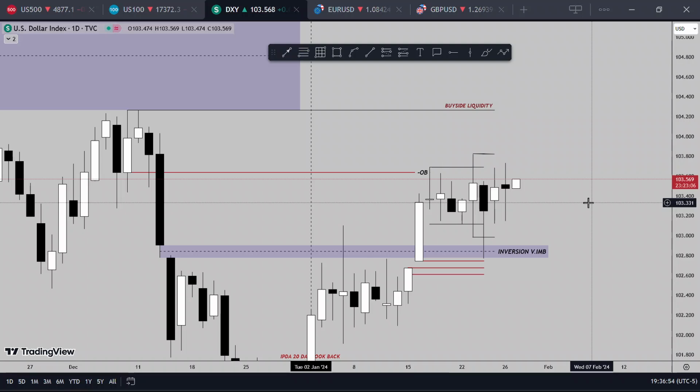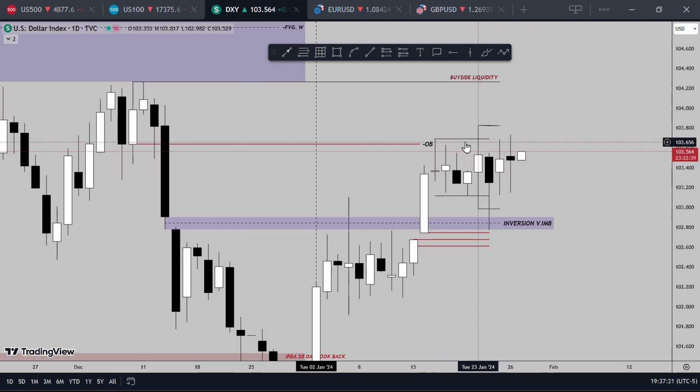Hello guys, in this video I'm going to break down my expectations for this week on the dollar index, Euro USD, GBP USD, and then the indices. Okay, so let's start with the dollar index. This is the dollar index on the daily chart.